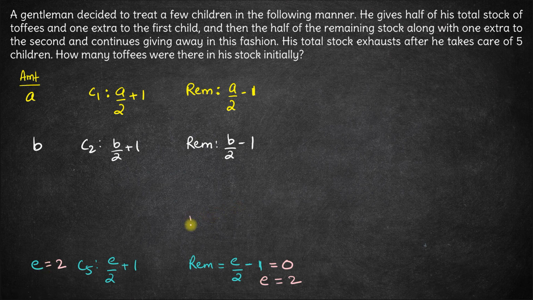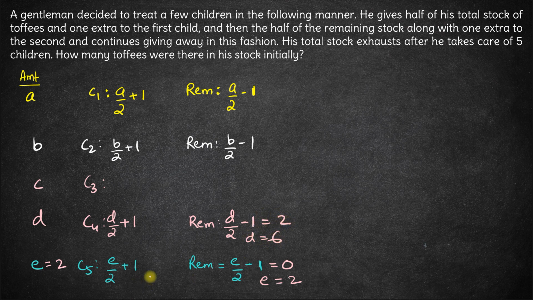Now if he had 2 chocolates before the 5th child, it means that the remaining numbers B, C, D. Let's say for the 4th child, before the 4th child, if he had D chocolates, he will give D by 2 plus 1 to the 4th child. So the number of chocolates remaining with him will be D by 2 minus 1. And the number of chocolates remaining after the 4th child is the same as the number of chocolates before he goes to the 5th child. So this should be 2, right? So if this is 2, D comes out to be 2 plus 1, 3, 3 into 2, 6.